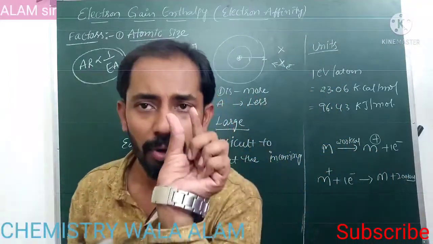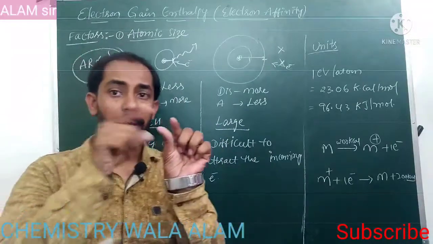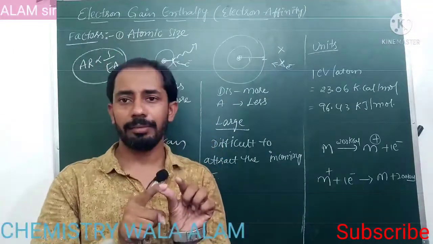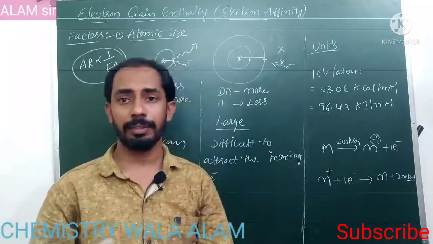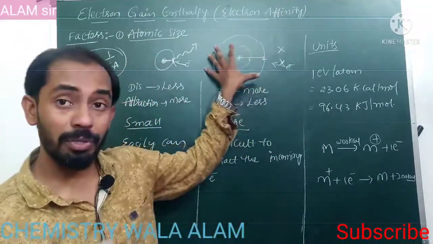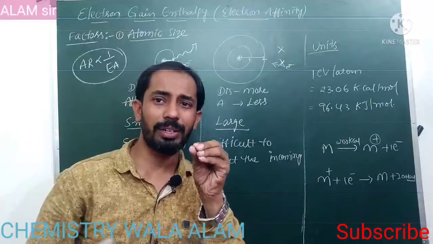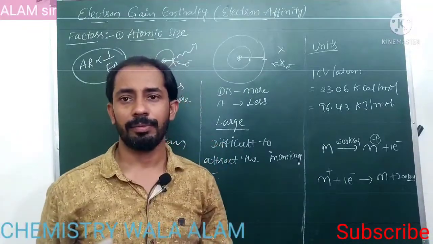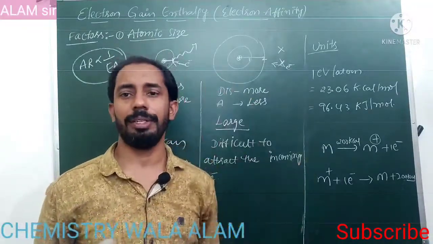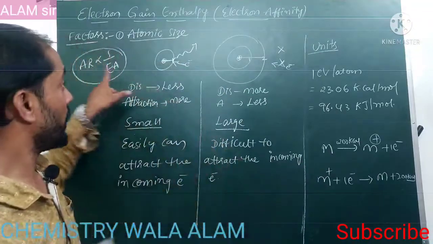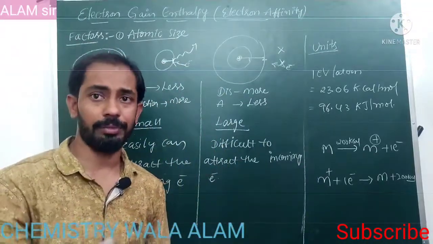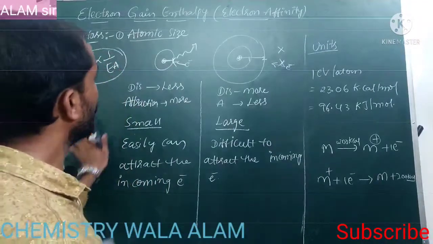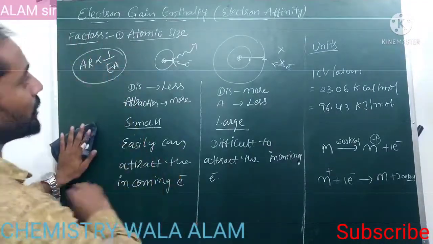When the atomic radius is small, an electron can easily be added, and more energy is released. If the atom is larger, the attraction of the electron is less and less energy is released. That's why atomic radius is inversely proportional to electron affinity. Next one is nuclear charge.